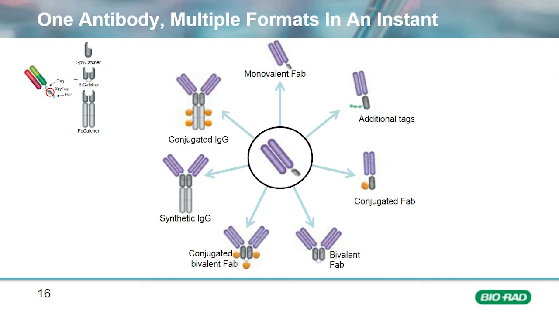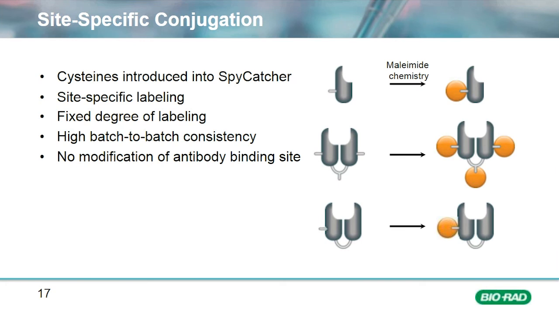When it comes to labeling, we've introduced cysteines into some of our SpyCatcher domains, and this allows us to achieve site-specific labeling using maleimide chemistry. So what this gives us is a fixed degree of labeling, which in turn gives high batch-to-batch consistency. Not only that, but imagine a scenario where we've done a custom project and generated 15 antibodies. If you wanted to use the SpyTag-SpyCatcher technology to produce coupled versions of those antibodies, all of the couplings would have been taken from the same pre-labeled batch of catcher. So each of those 15 antibodies that we generated for that project would have exactly the same degree of labeling.